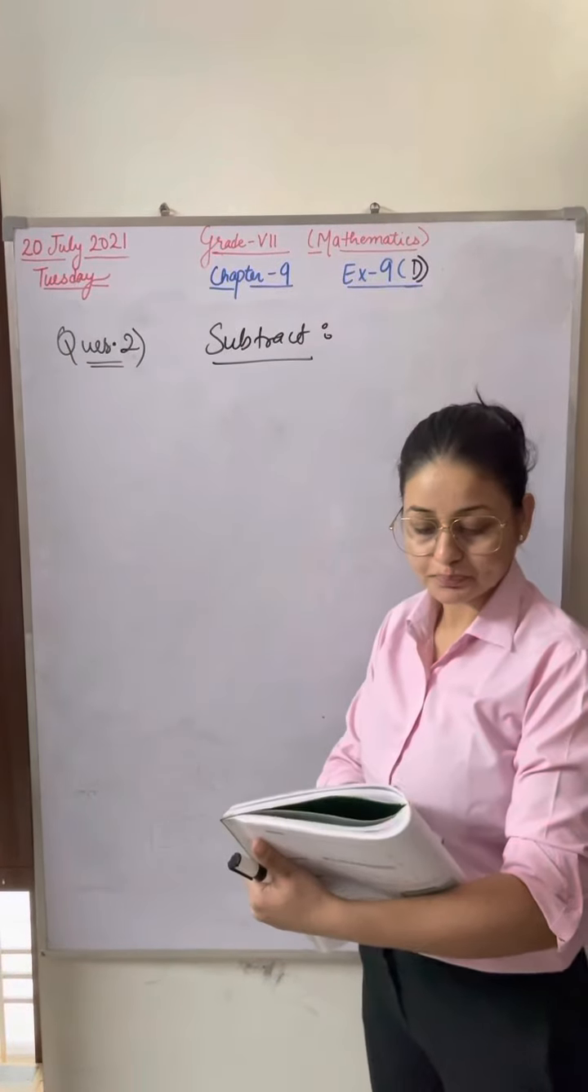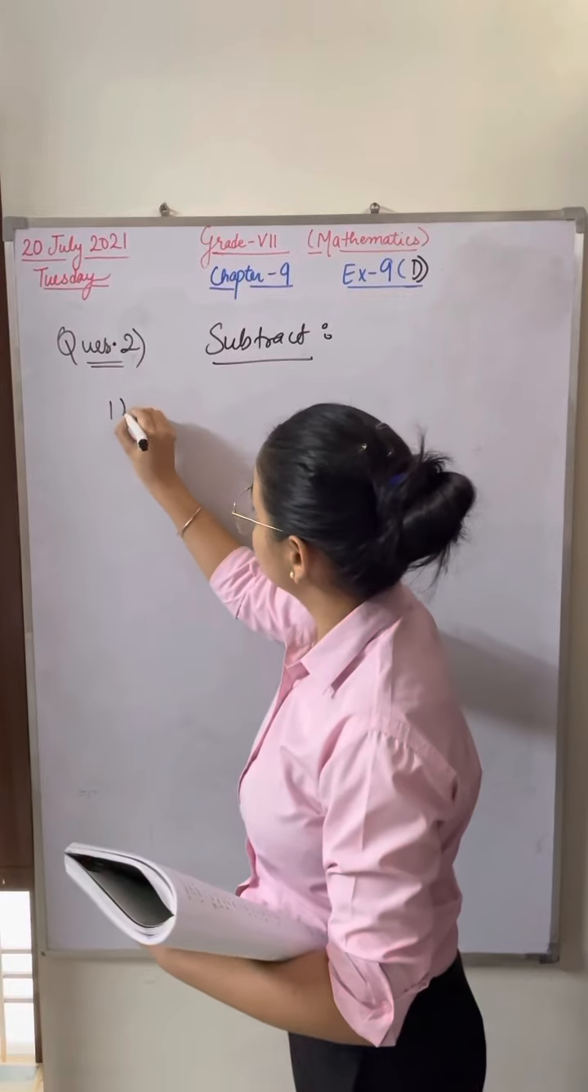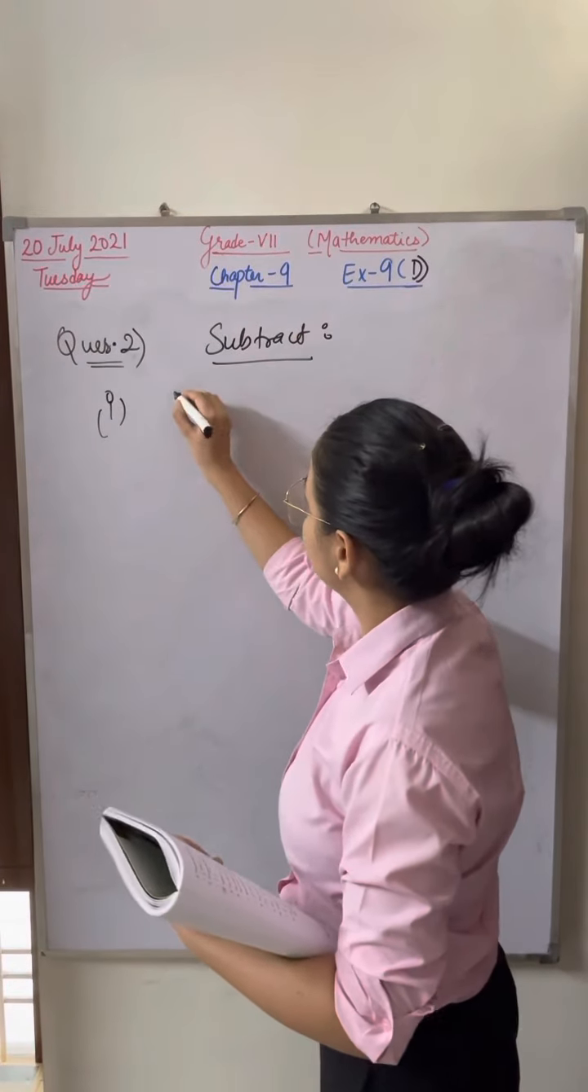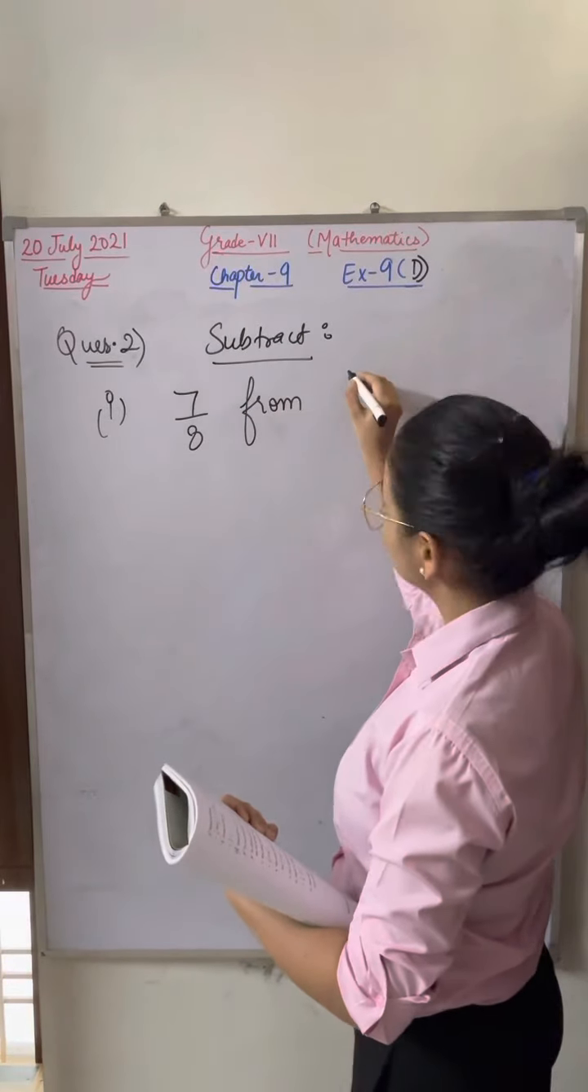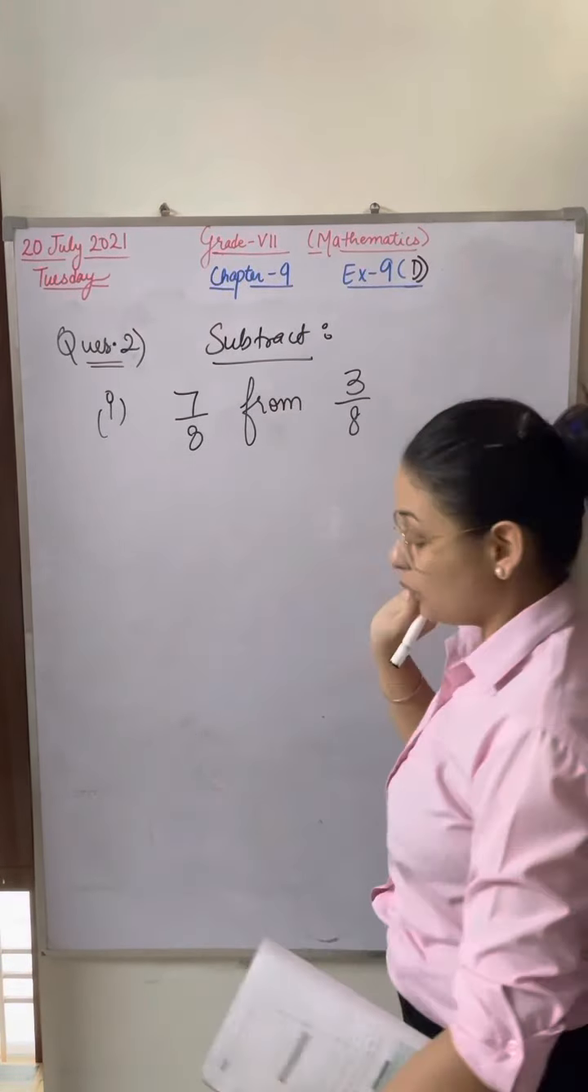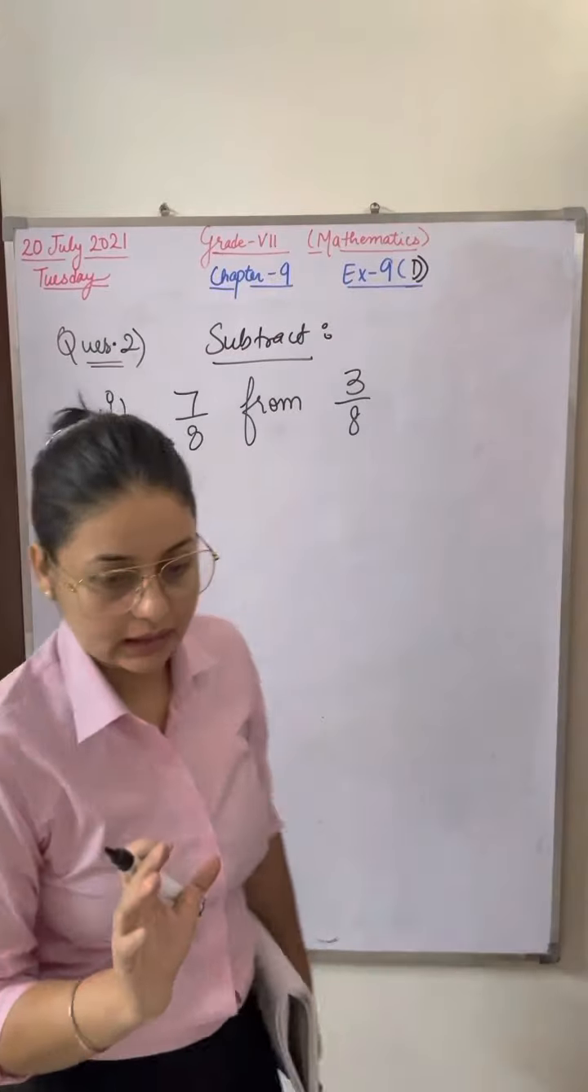The question is to subtract. Now, here you just have to check one thing. Subtract 7 upon 8 from 3 upon 8. What are some students doing? What are they doing?